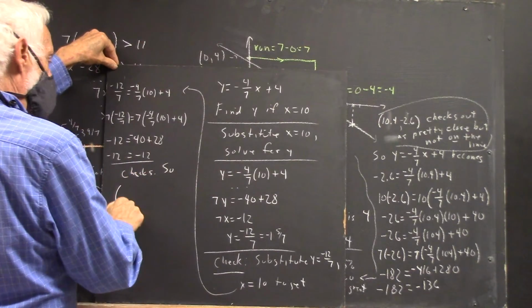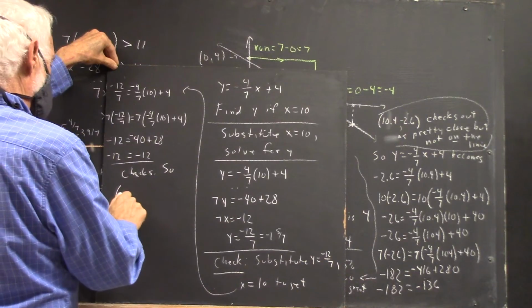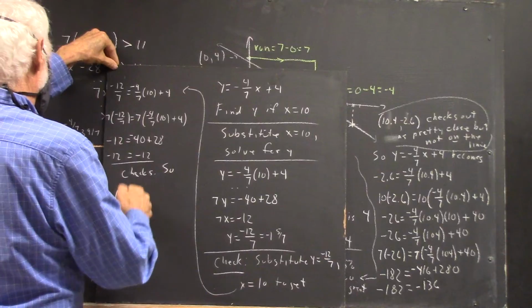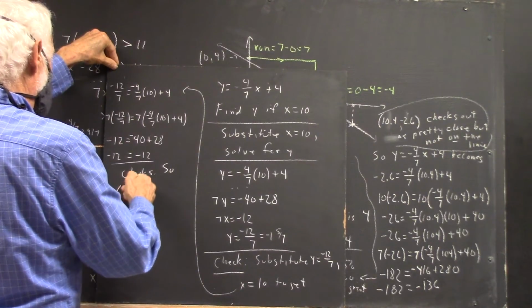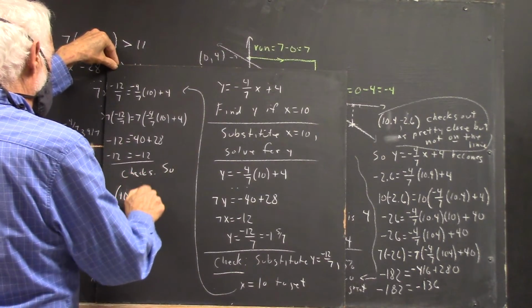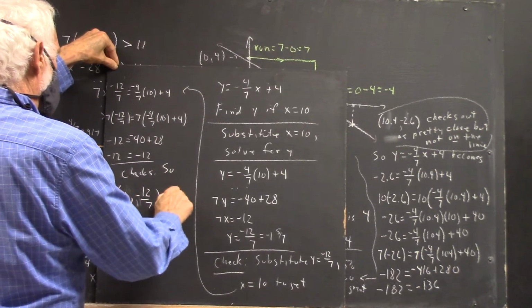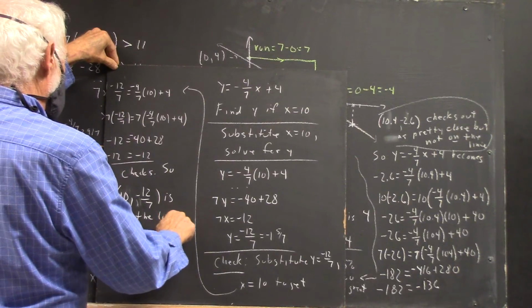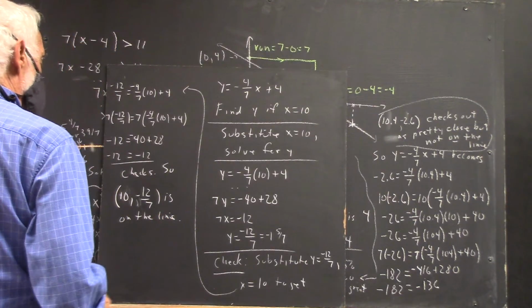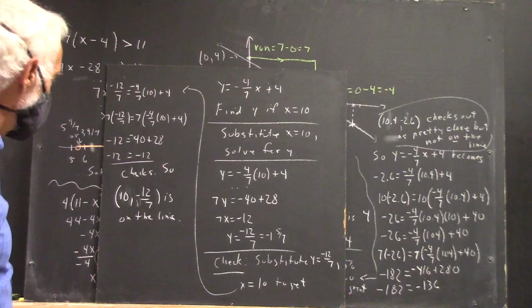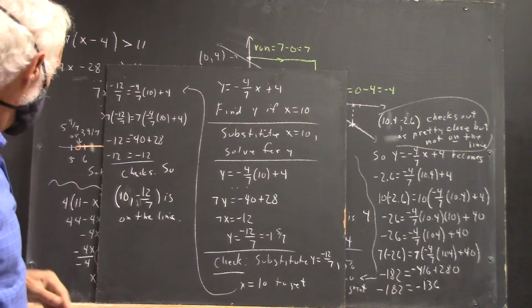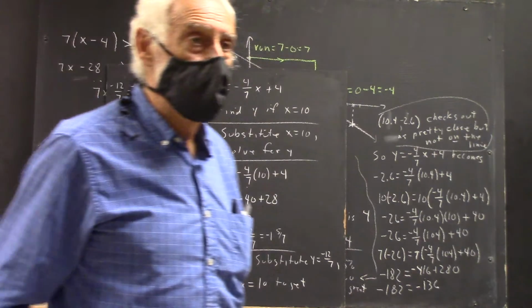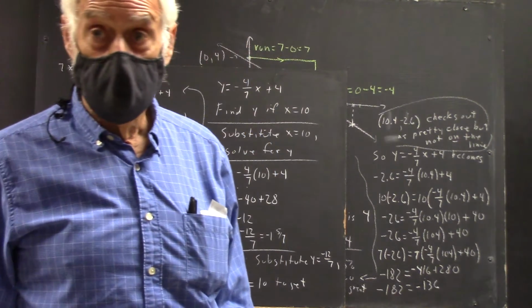So the point (10, -12/7) is on the line. Okay. Well, that's a whole lot about the equation of a line through 2 intercepts.